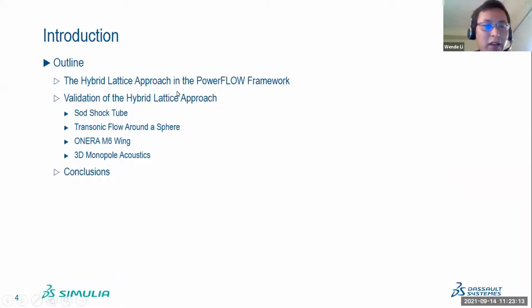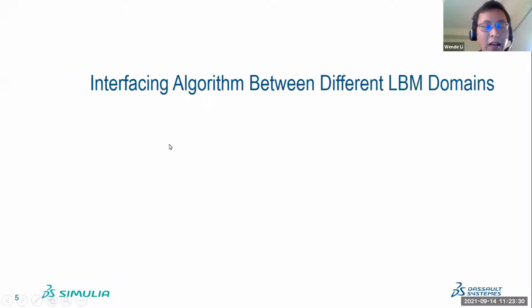First, my colleague Junyo Wang will introduce the hybrid lattice approach in the PowerFLOW framework, and following that, I will introduce the validation cases. Actually, we have tested a lot of cases. These four are typical cases I want to present. And now I want to welcome my colleague Junyo Wang to introduce this interfacing algorithm.